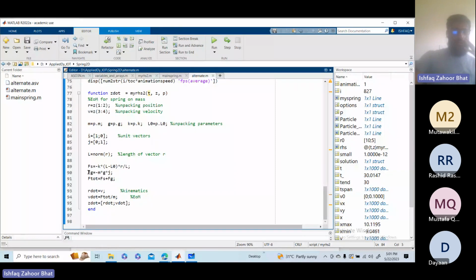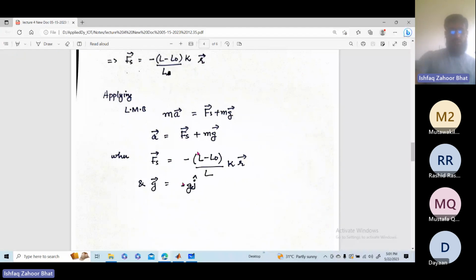Now Fs, that is spring force. We know that spring force is nothing but minus k times (L minus L naught) R divided by L. I have taken this from here. So Fs, which is in vector form, is nothing but minus k times (L minus L naught) upon L, times R. This L is nothing but the magnitude of this R vector. So I am typing this equation here.